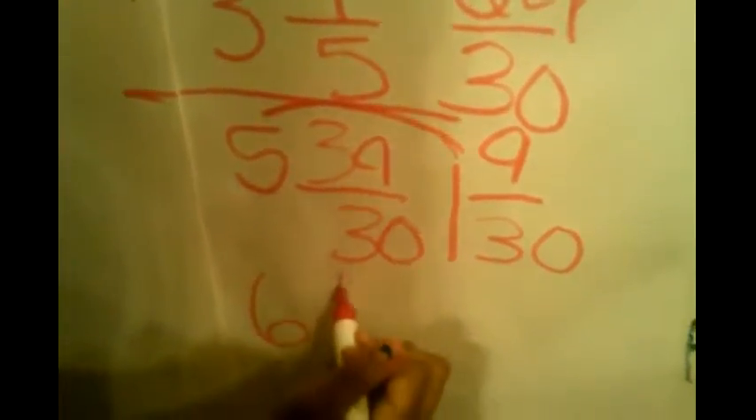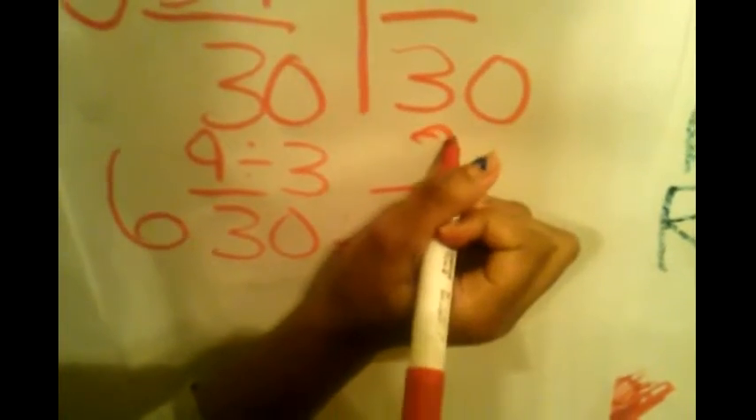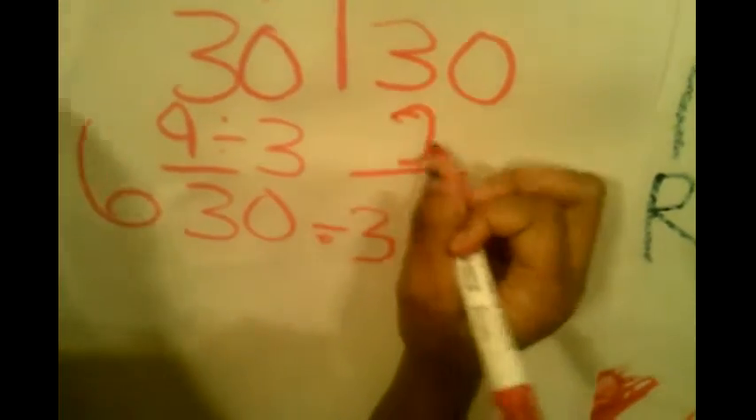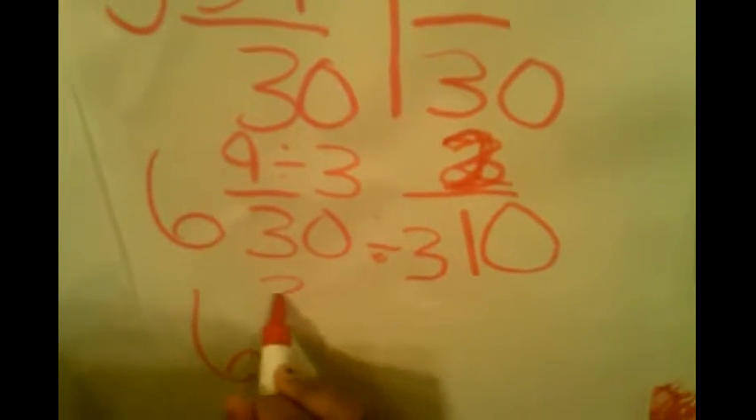But you have to add both of these. 5 plus 1 equals 6, and then 6 and 9/30. Then you have to reduce it. You can divide both by 3, because 3 can go into both of these numbers. Okay, so 9 divided by 3 equals 3. Yep. Then you do how many times can 3 go into 30? And it's 10 times. So then you have 6 and 3/10.